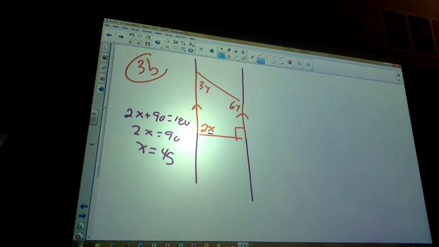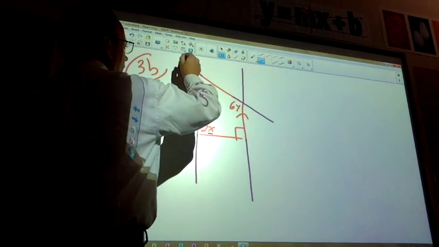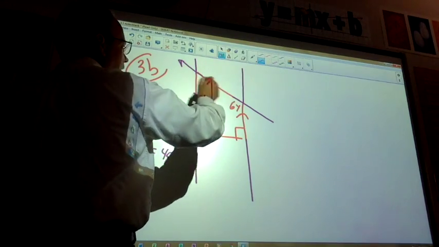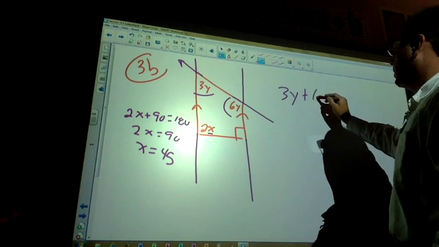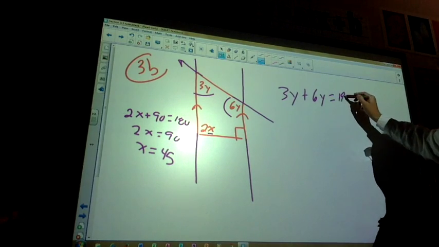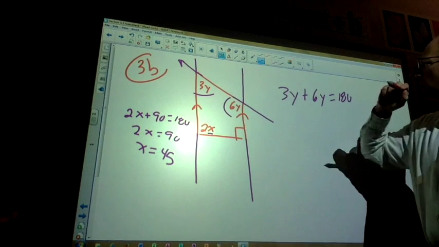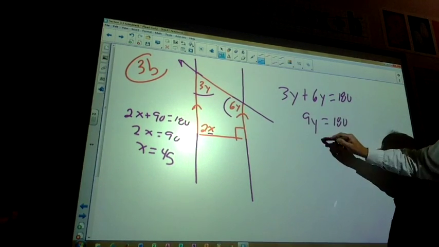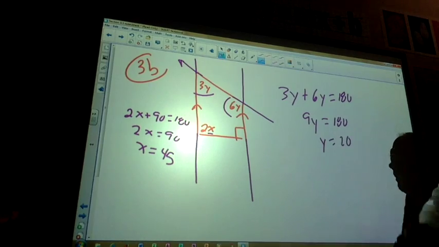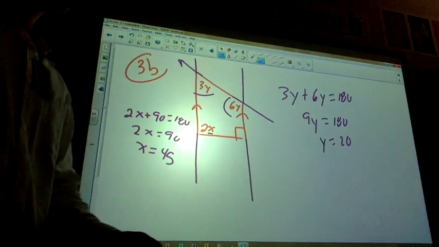And then I guess I could use this as our transversal here. So we know that this angle and this angle have to add up to 180. Plus 6y equals 180. Right? They have to be supplementary. So then you get y is equal to 20. And did it just ask for x and y? Yeah. That all right?